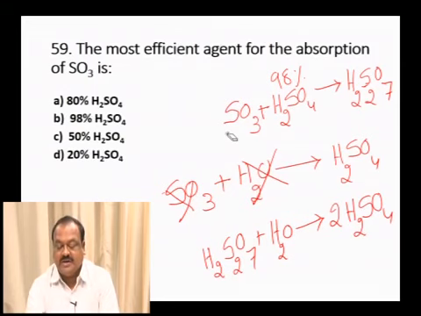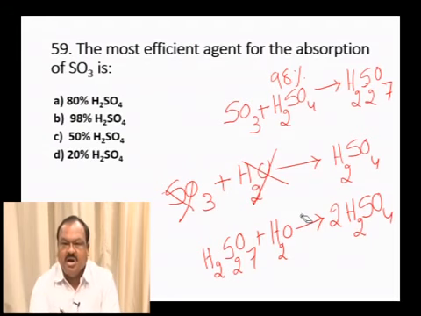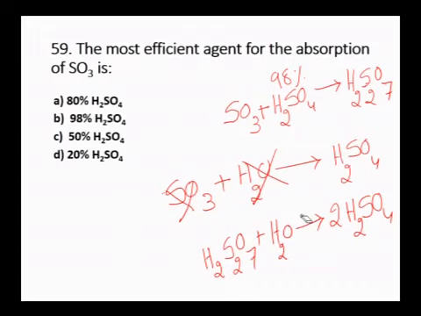Sulfur trioxide is passed into 98% sulfuric acid in the absorption tower of the contact process to get oleum, H2S2O7. This is further treated with required quantities of water to get sulfuric acid. Among the answers, 80% sulfuric acid, 98% sulfuric acid, 50% sulfuric acid and 20% sulfuric acid, the suitable answer is 98% sulfuric acid.